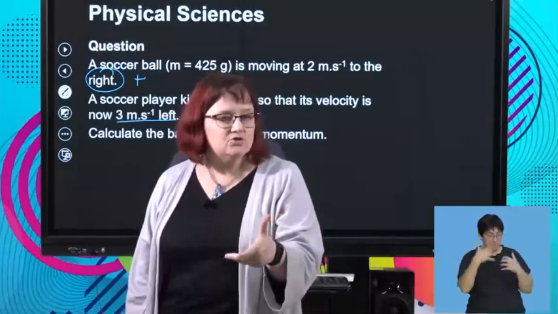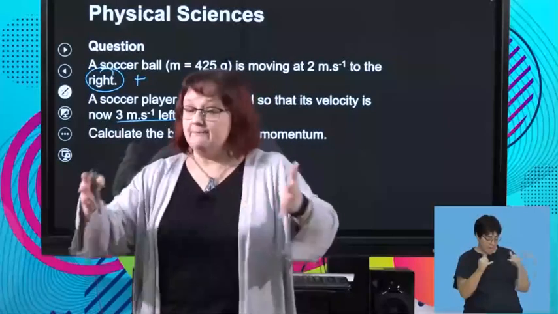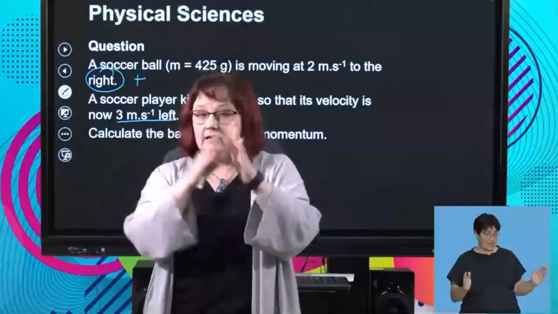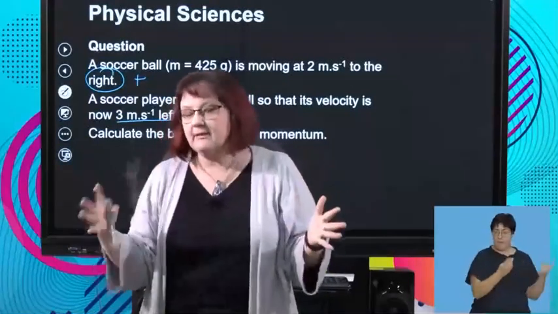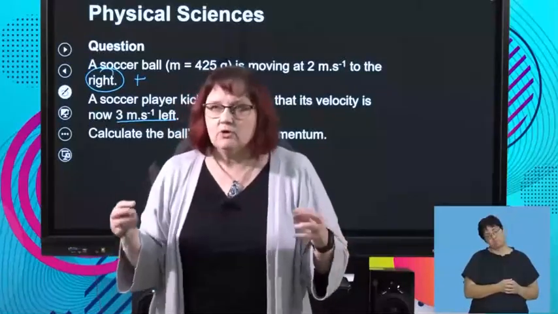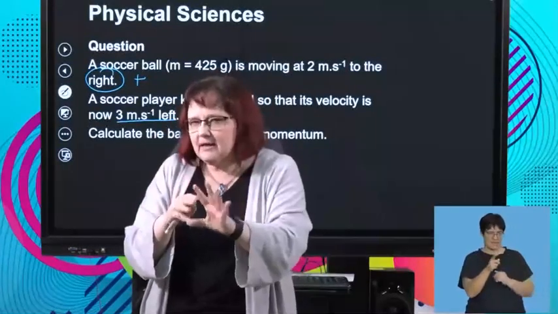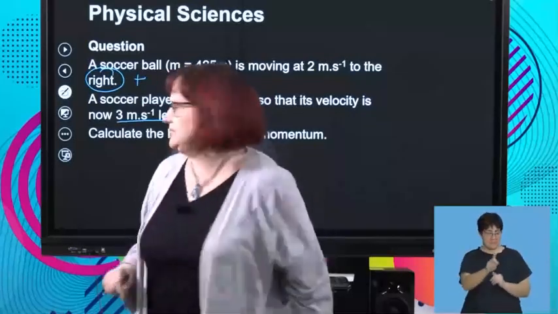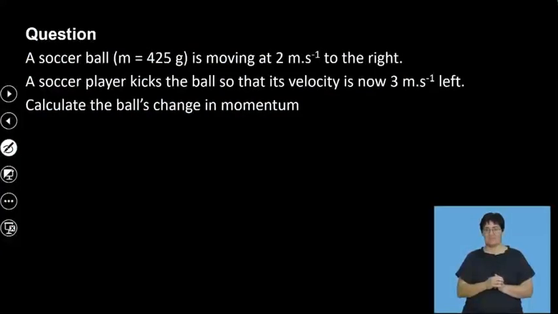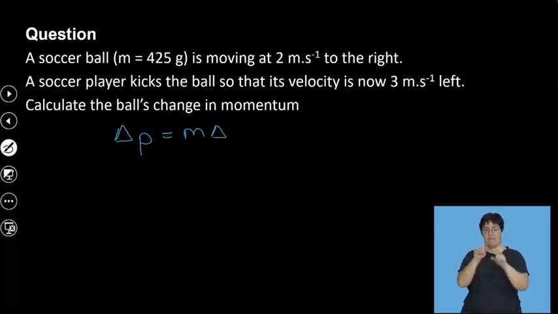Think about that in terms of a number line, because we're actually looking at how many spaces on the number line there would be. I'm going to let you think about that. Let's see what we get to at the end. So we want change in momentum. Change in momentum is m delta v. The mass hasn't changed.